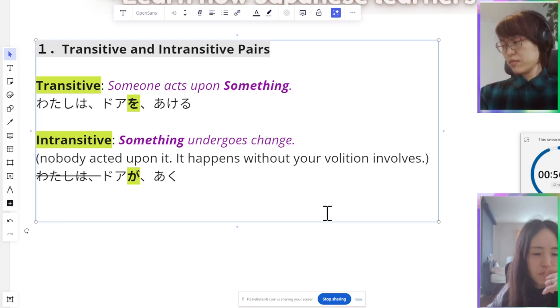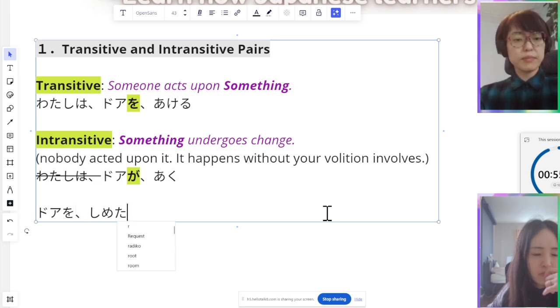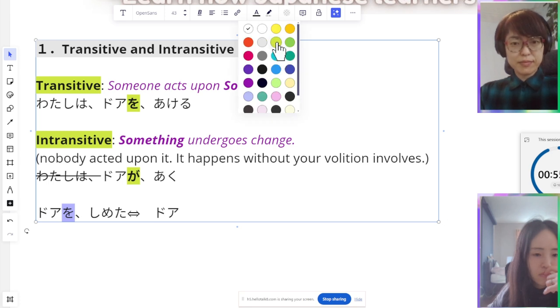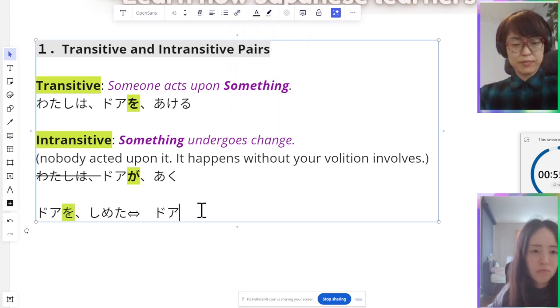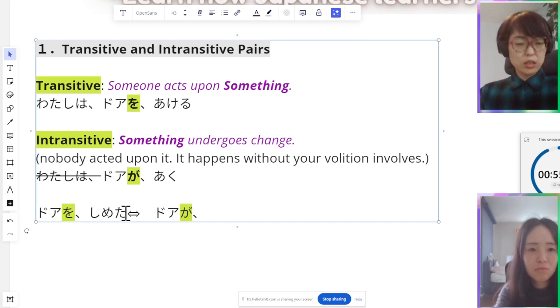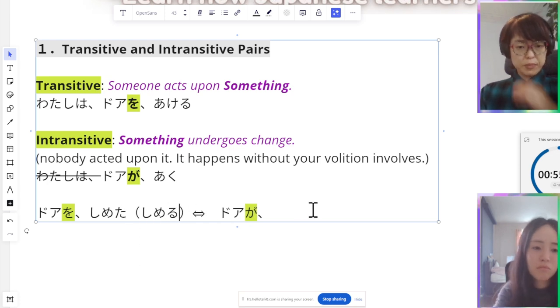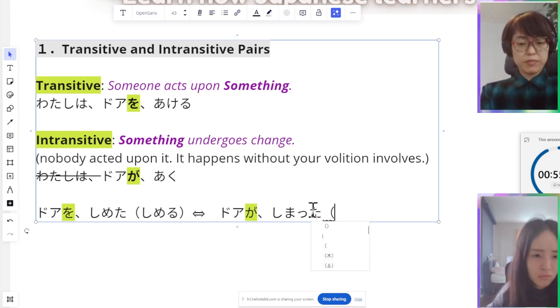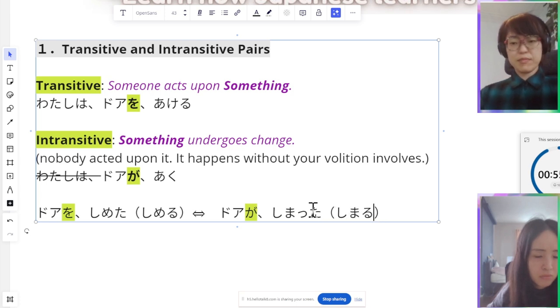So let's go over some example sentences. The first one is ドアを閉めた. I closed the door. This is a transitive verb. Even though there's no watashi here, you know it's a transitive verb because we've got the o particle. And 閉めた, 閉める is the transitive verb for to close. Here we've got ドアが閉まった. The door closed. Nobody closed it. The door just closed on its own.